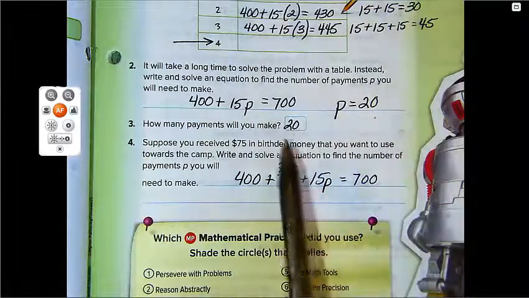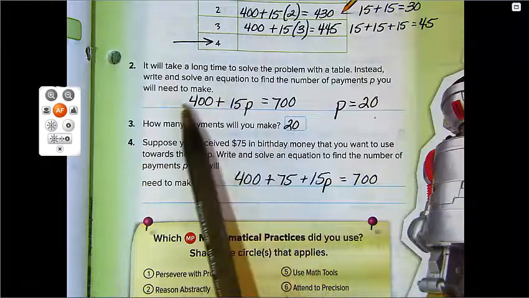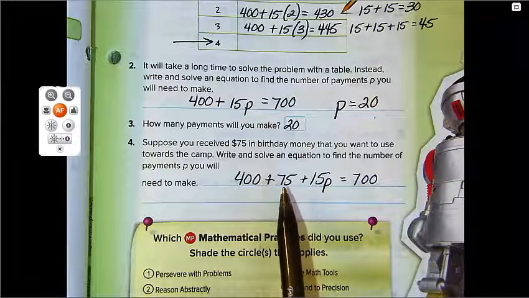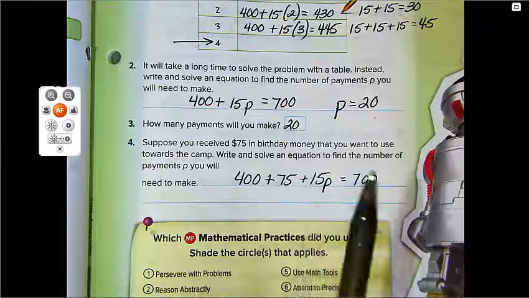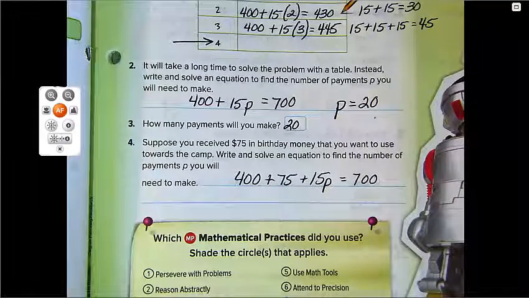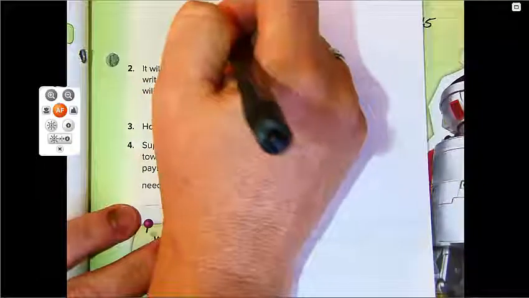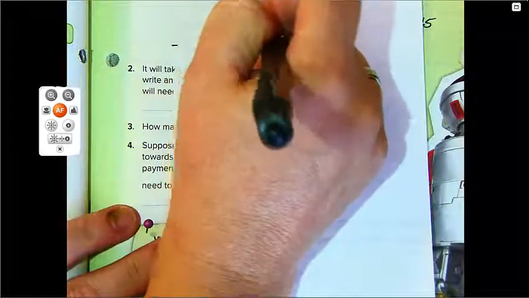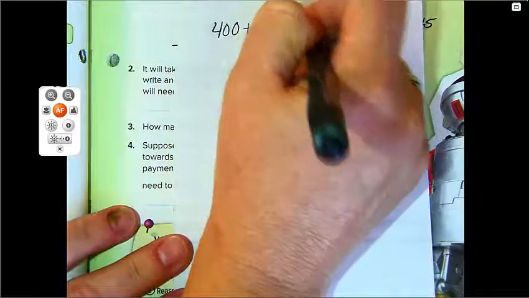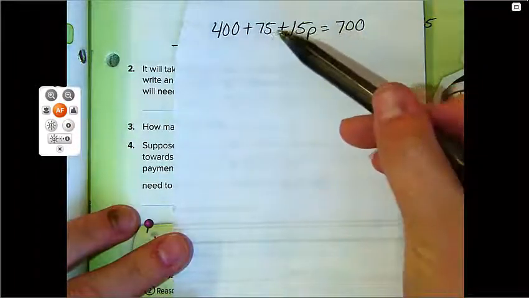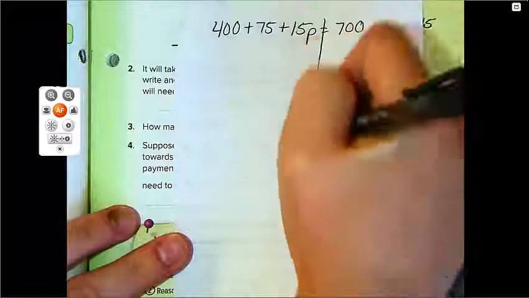So the only thing I've changed from this equation is that I didn't have my birthday money. In this equation, I'm adding my birthday money into that so that I can count that towards my camp. And again, let's solve this on a separate sheet of paper because that's going to change how many weeks I have to pay, because now I have more money going towards it. So I have 400 plus 75 plus 15p equals 700. That hasn't changed. The only thing that's changed is that I added my birthday money in here with the 75.